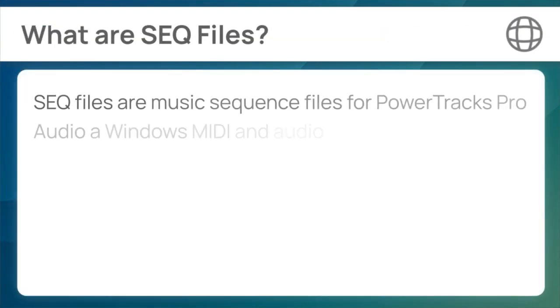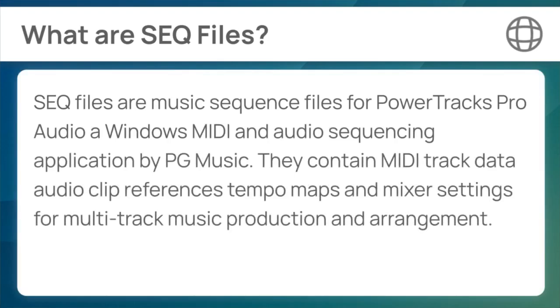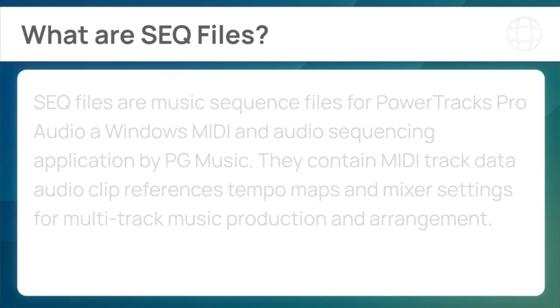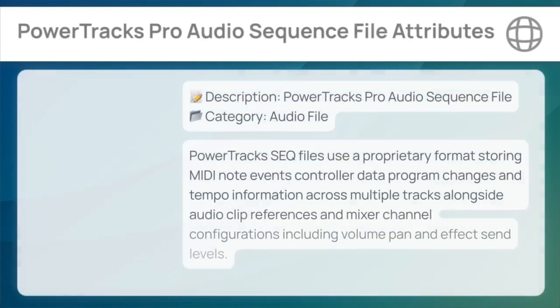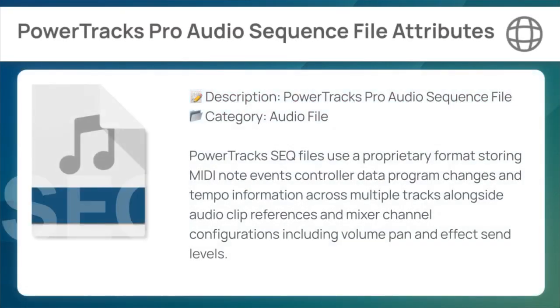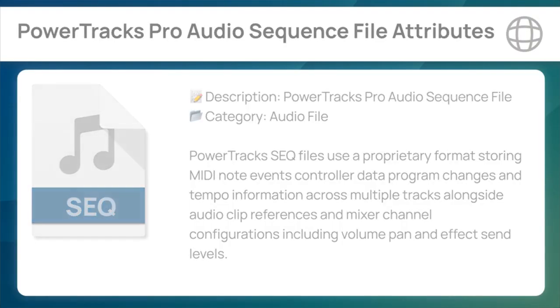SEQ files are music sequence files for PowerTracks Pro Audio, a Windows MIDI and audio sequencing application by PG Music. They contain MIDI track data, audio clip references, tempo maps, and mixer settings for multi-track music production and arrangement. PowerTracks SEQ files use a proprietary format, storing MIDI note events, controller data, program changes, and tempo information across multiple tracks alongside audio clip references and mixer channel configurations, including volume, pan, and effect send levels.